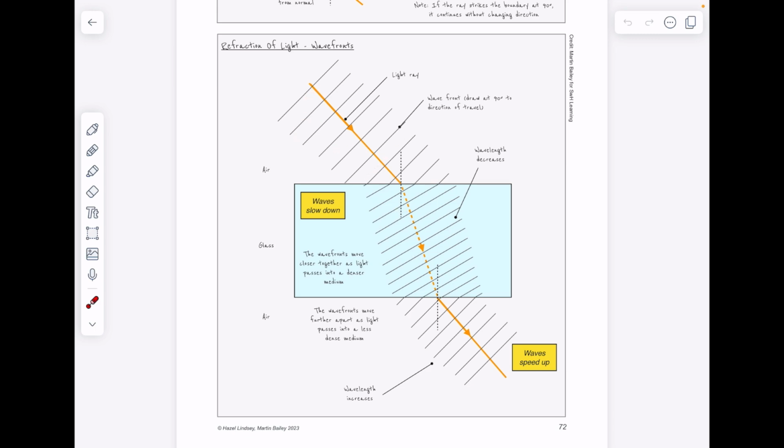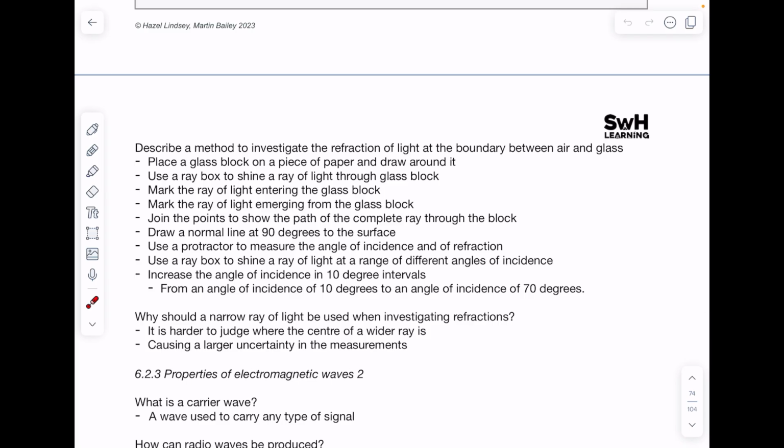And then lastly, I just want to show you, if they ask you to describe a method to investigate the refraction of light at the boundary between air and glass, these are the kind of steps you need to be providing.